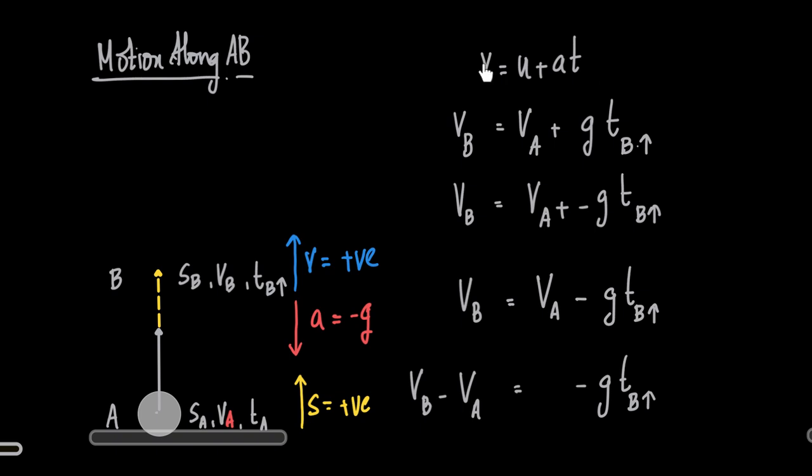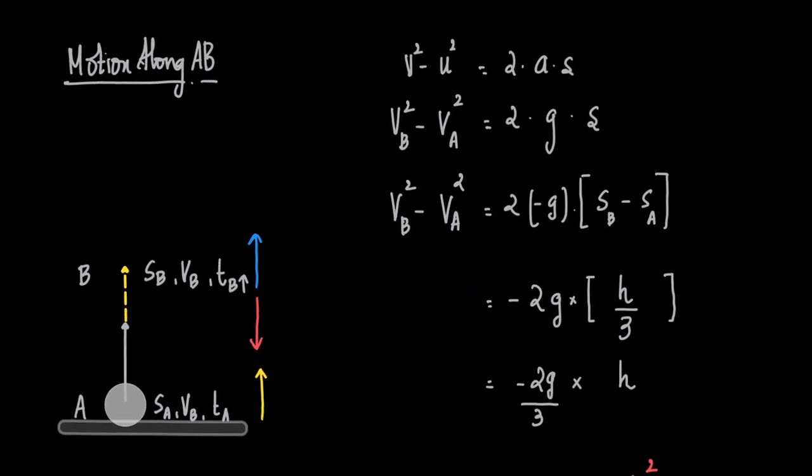So V is equal to U plus AT. V is the final velocity at the final point, which is at B. Therefore, it is VB. U is the velocity at the initial point A, which is VA, plus A, which is minus G. T is the time to reach B, while it was moving upwards. So VB is VA minus G TB. Therefore, minus G TB while going upwards is VB minus VA. Yes, nothing conclusive so far.